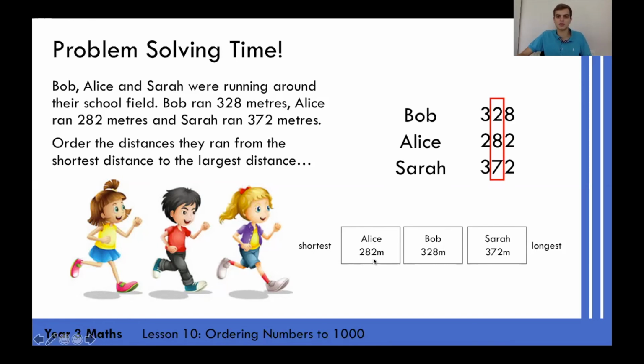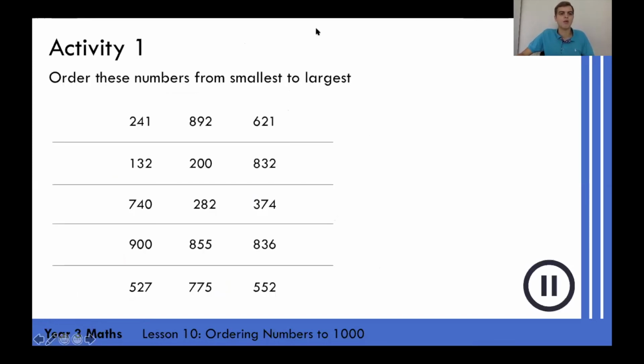Fantastic. So Alice ran the shortest, then Bob, then Sarah. We've ordered them from shortest to longest in ascending order, going from the shortest and going up. Well done. Okay, activity number 1 then.